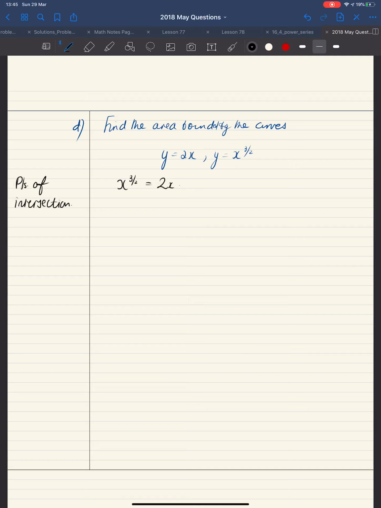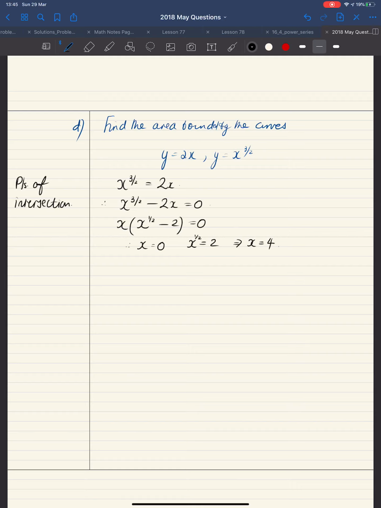I'm not feeling the urge to square each side. Is that going to be helpful? I won't. x to the 3 over 2 minus 2x is naught. Factorise: x times (x to the half minus 2) is naught. So therefore x is naught, or x to the half is 2, which implies that we'll square each side here. x is 4. Okay, I'm just having a quick check. Yes, they would work.